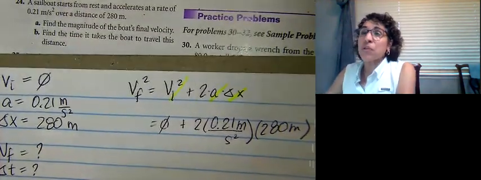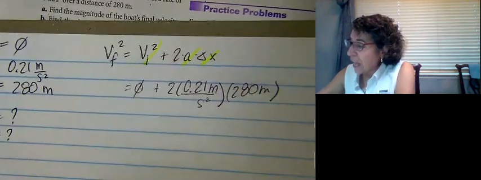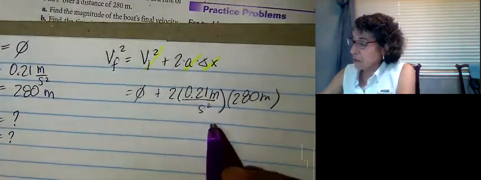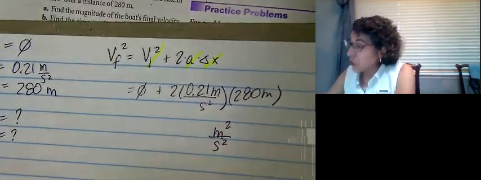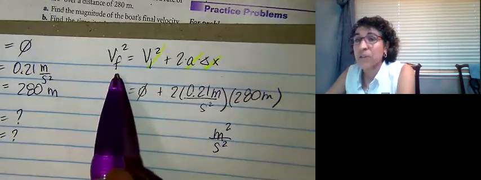Now, I really want you to pay attention to your units. What happened to my units? I have meters times meters, and I have seconds squared. So I'm going to end up with meters squared over seconds squared. Well, that's good because the answer is going to give us V final squared, not V final.